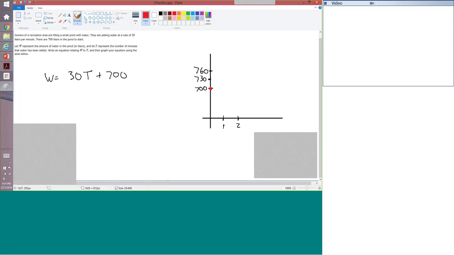So at the very starting point, we only had 700 liters in the pond. We haven't added any water yet. After 1 minute, we've added 30 liters. After 2 minutes, we've got another 30 liters for a total of 760 liters. And we can plot our line going up like that. Does it make sense for everyone?